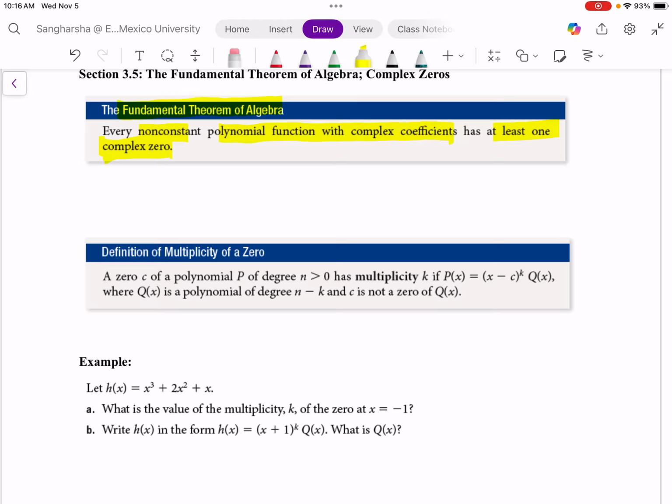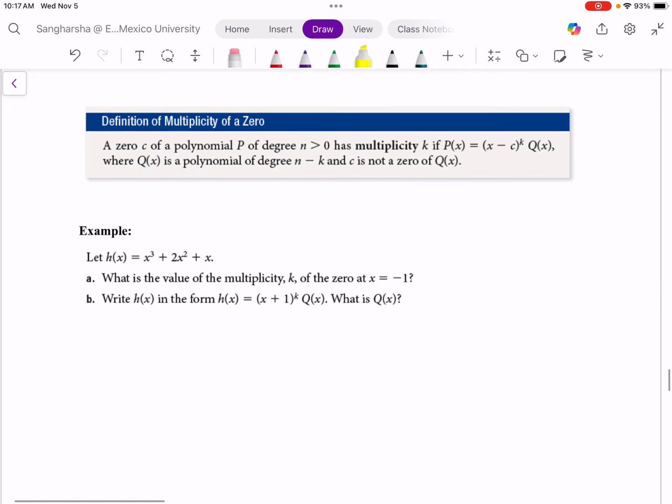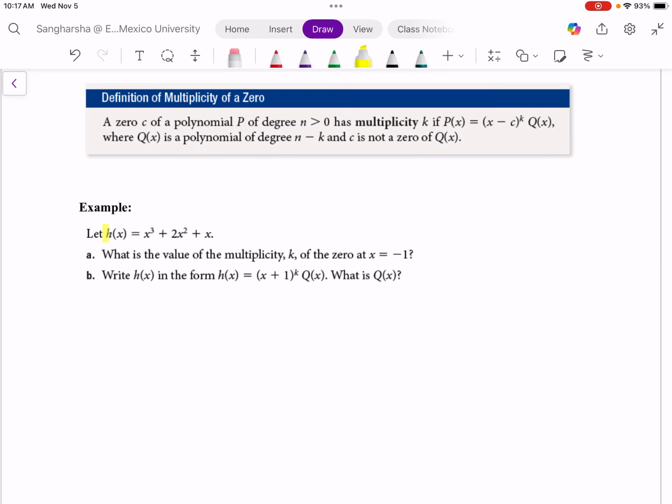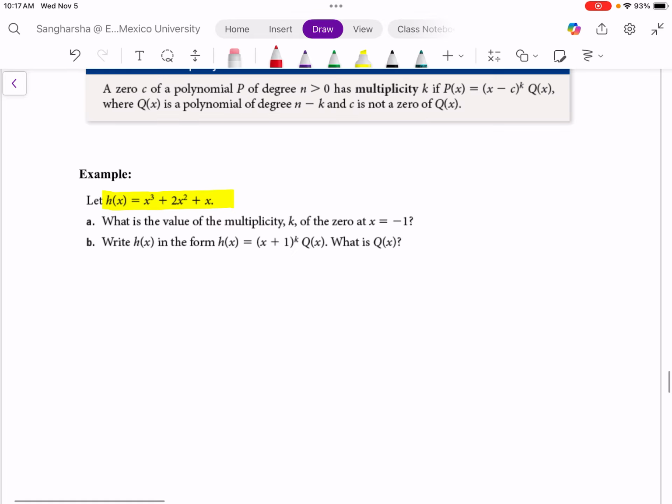What's the difference here? Real zero means these are real numbers, complex zero means these are complex numbers, numbers with i, with an imaginary term. Now here we have an example. Our function is h of x, a polynomial function: h of x equals x cubed plus 2x squared plus x. The first question: what is the value of the multiplicity k of the zero at x equals -1?